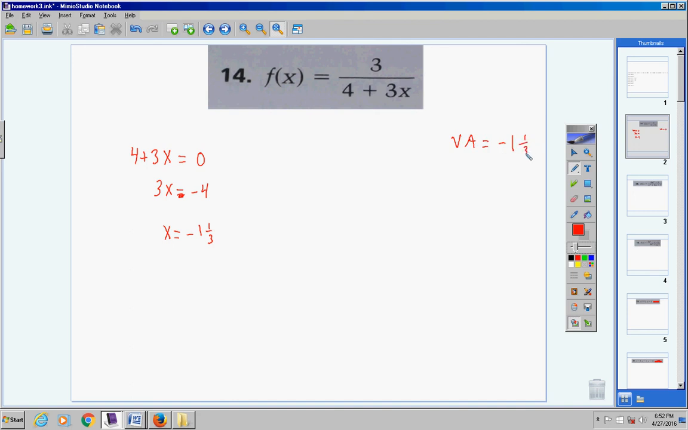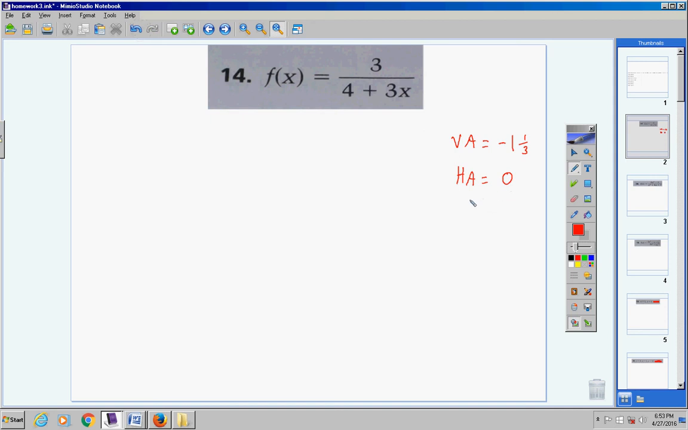Now next, we're going to find the horizontal asymptote. The horizontal asymptote is found by comparing the degree of the numerator with the degree of the denominator. Up here I can't really see it, but I have an x to the 0 power and an x to the 1 power. Anytime the degree in the numerator is smaller than the degree in the denominator, then we automatically have a horizontal asymptote at 0. There's no work to show, just automatically at 0.